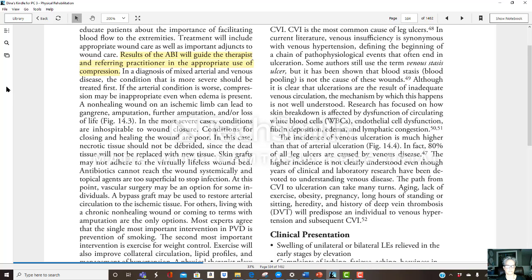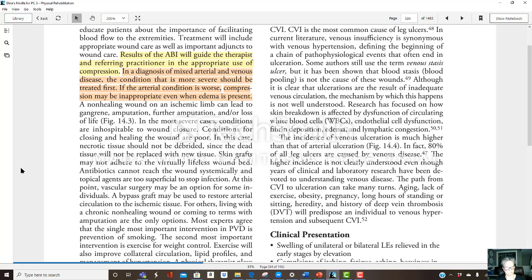In a diagnosis of mixed arterial and venous disease, the condition that is more severe should be treated first. If the arterial condition is worse, compression may be inappropriate even when edema is present. A non-healing wound on an ischemic limb can lead to gangrene, amputation, further amputation, and/or loss of life. Figure 14.3. In the most severe cases, conditions are inhospitable to wound closure. Conditions for closing and healing the wound are poor.